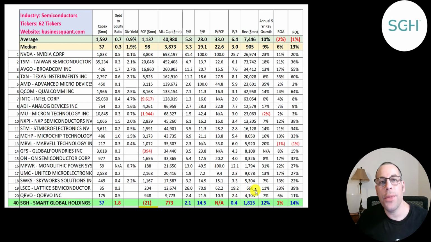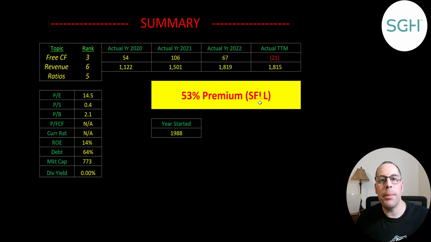Their revenue is more than double their market cap, because a price to sales of 0.5 means your revenue is double your market cap. If it's below 0.5, your revenue is more than double your market cap. They do generate a ton of revenue for the size of the company. It's double the median, smaller than the average. Their 5-year annual revenue growth rate is pretty strong at 12%, and they have a really low ROA and a good ROE. To summarize, I have them trading at a 53% premium.